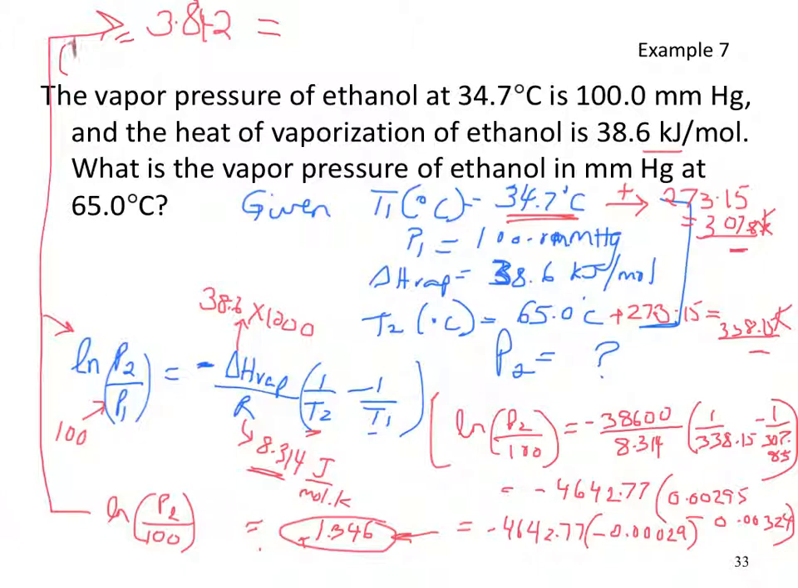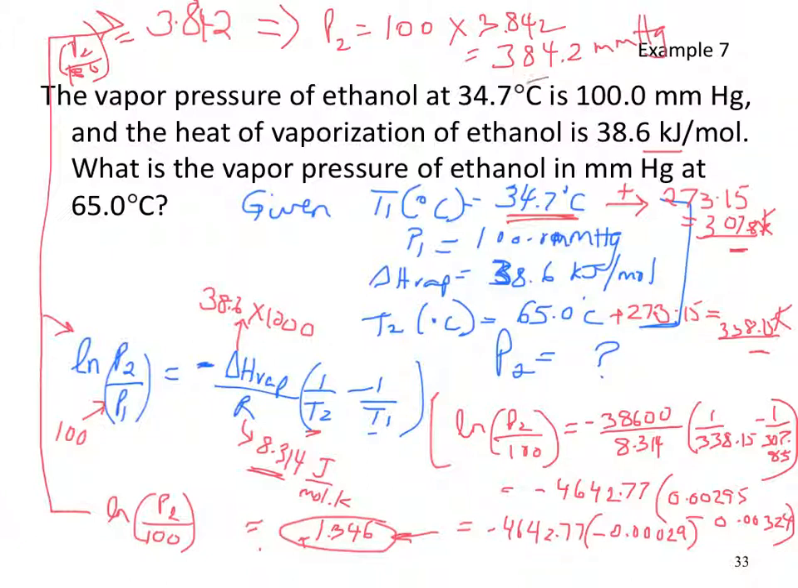So we have the right hand side now, which is 3.842, and the left hand side is just P2 over 100. If you wanted to determine the value of P2, all you have to do is cross multiply. So P2 will come out to be 100 times 3.842. So your final answer comes out to be 384.2 millimeter mercury.